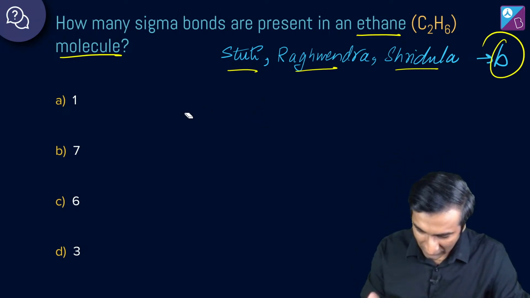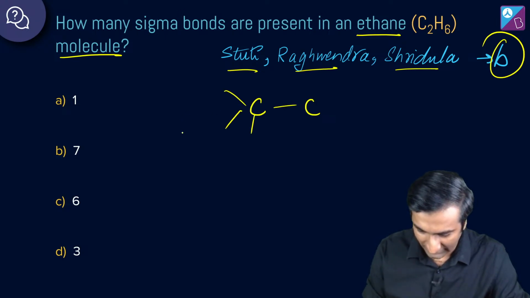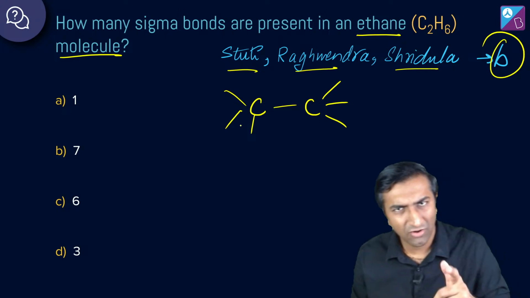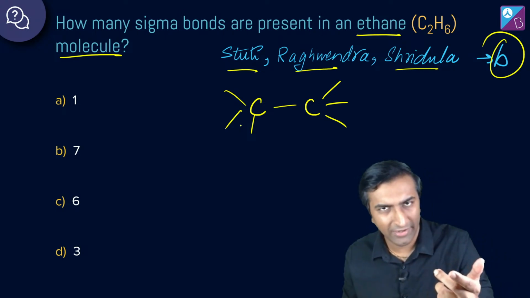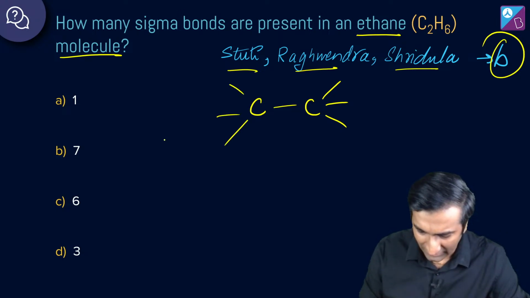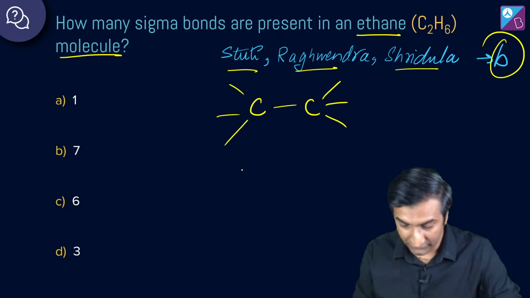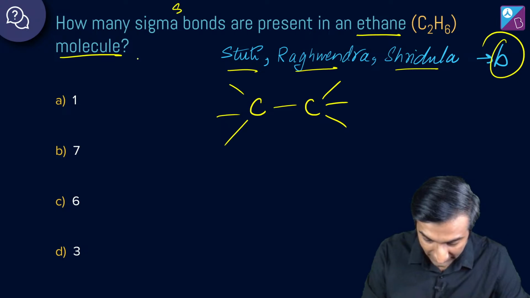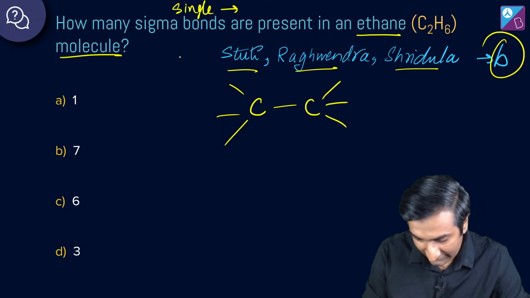C2H6. So, the best way to do this is to actually form the structure. Have you guys started organic? Even if you haven't, it doesn't matter. I've taught you this anyway, right? The number of single bonds is basically the sigma bonds. Single bonds are sigma bonds.